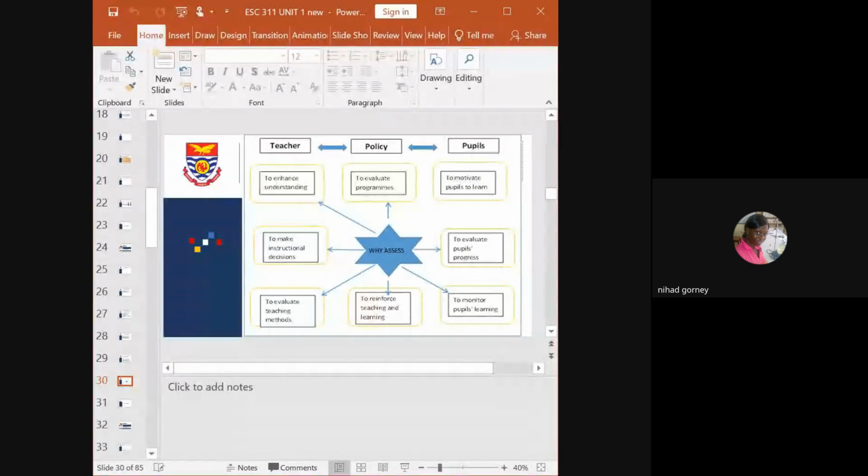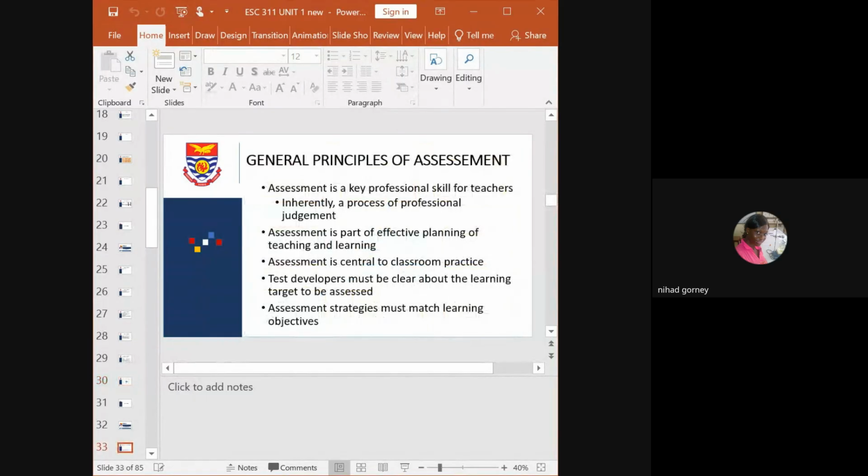Those who are learning get motivated, they will do well. Those who are not doing well know that they have a problem and they must sit up. And that is it about the purpose of assessment.